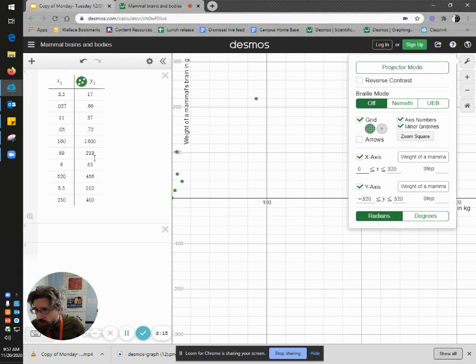The biggest number on here is, I'm sorry, I was looking in the wrong column. The biggest number in my X column is 520. I don't want to do that number exactly. I'm just going to round up. I'm going to round up a lot because these are big numbers. I'm going to say 600.